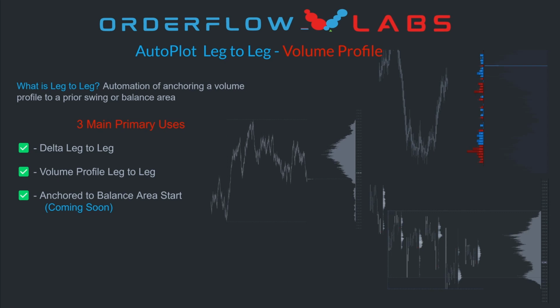All right, so leg-to-leg profiles have been pretty popular, especially since the last webinar that we covered the leg-to-leg delta profiles. But I wanted to go ahead and cover a summary on those again, plus some of the other uses. So we have the delta leg to leg, the volume profile leg to leg, and then new is the anchored balance area start. We'll cover that in just a moment.